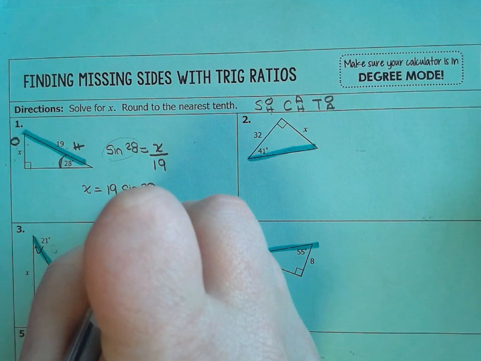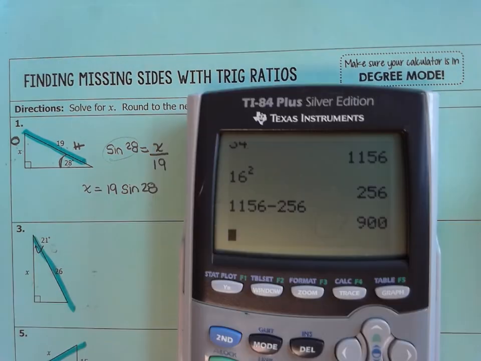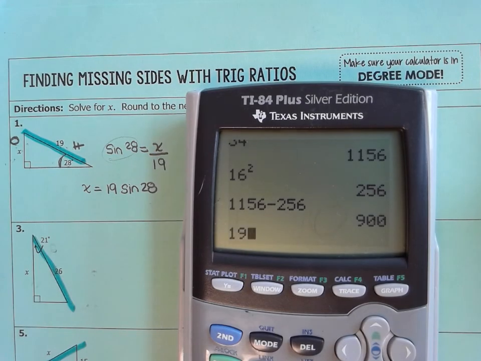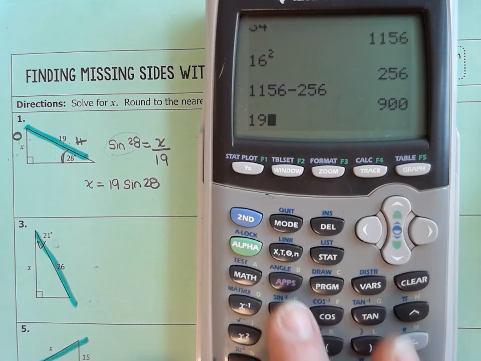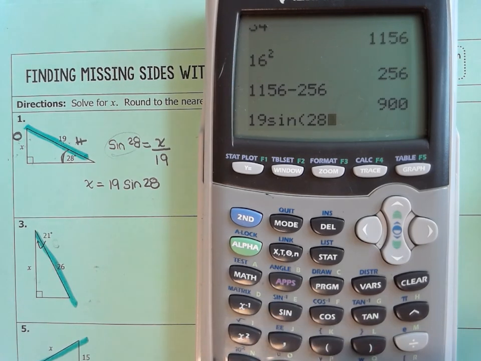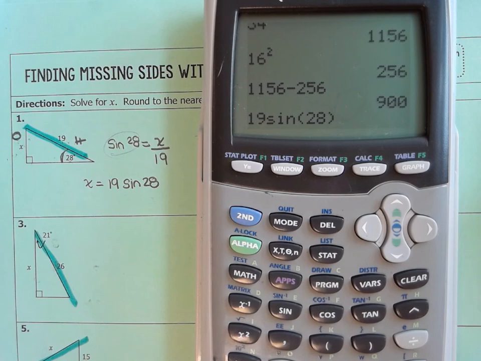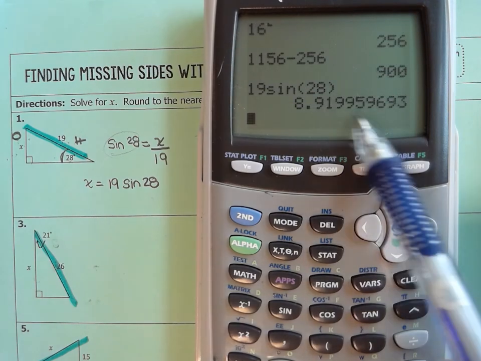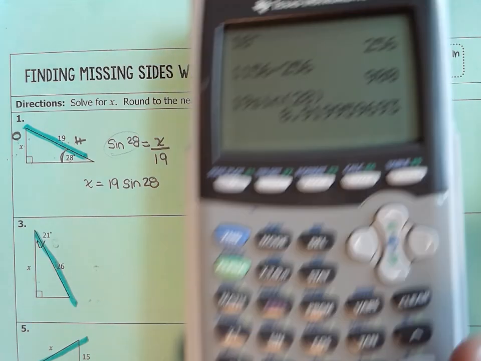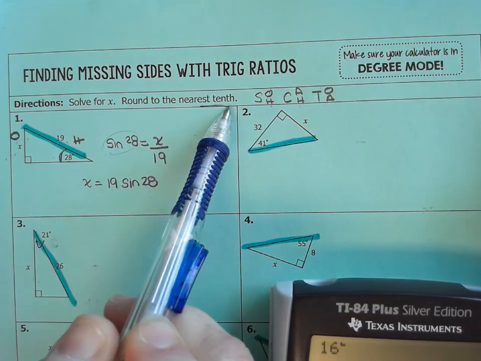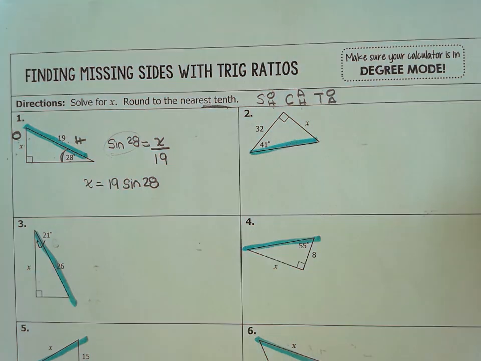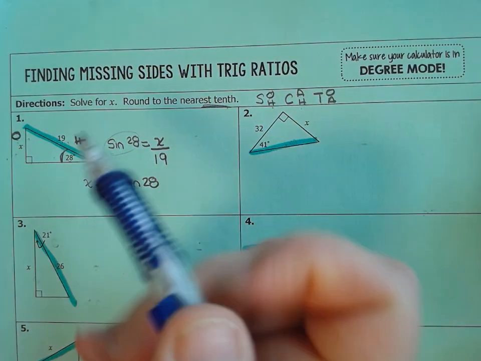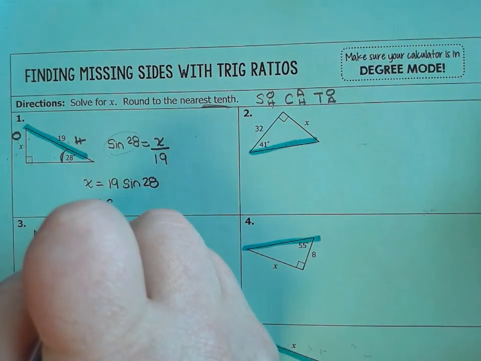So I put this in my calculator. I say 19, and then I press my sine key, and 28, and I just press enter, and that gives me the other side length. Now, what I want you to do is just round to the nearest tenth, right? So this is going to be 8.9. If you're not getting this, that means that your calculator is not in the correct mode.